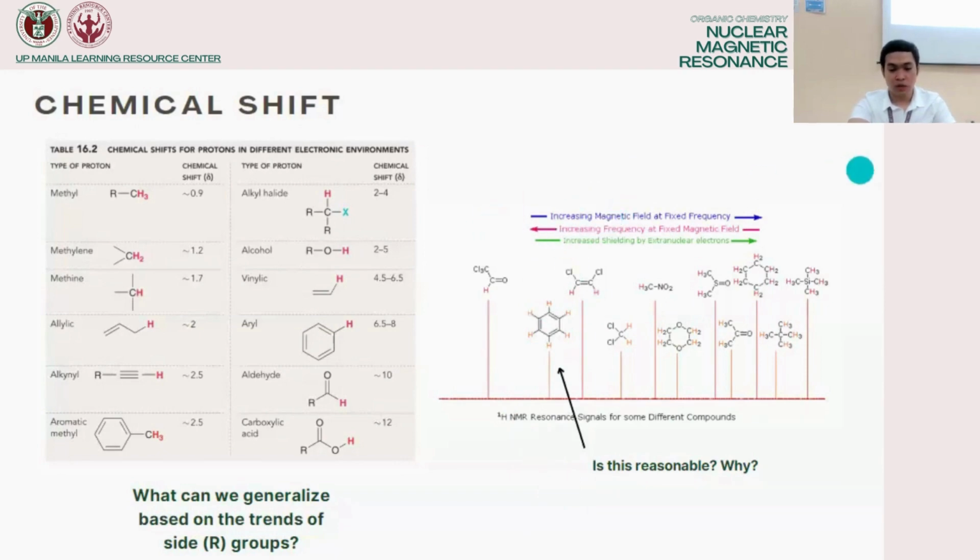So as you can see here, it says increase in magnetic field strength, increase shielding by extra nuclear electrons. So this is a graph. This is at 0 ppm. Pag aromatic, 7 ppm na. Ito, aromatic. And then dito, around mga 12.